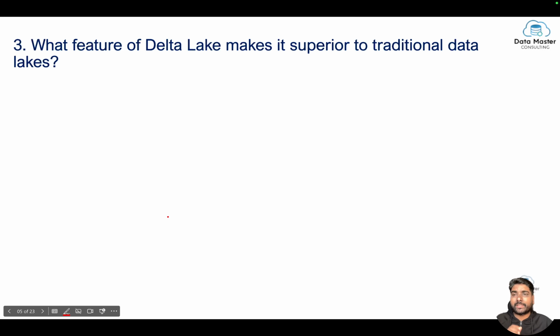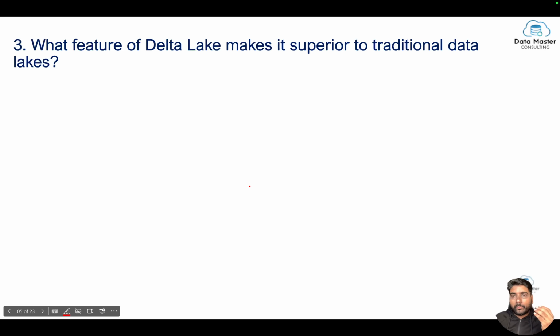Let us proceed to the third. What feature of Delta Lake makes it superior to traditional data lakes? I assume that you are aware of data lakes and Delta Lake. If not, I'll spend a few minutes here. Those who are aware, you can fast forward this. Data lakes are your existing blob or cloud storage, just like S3 or ADLS, but it doesn't support ACID.